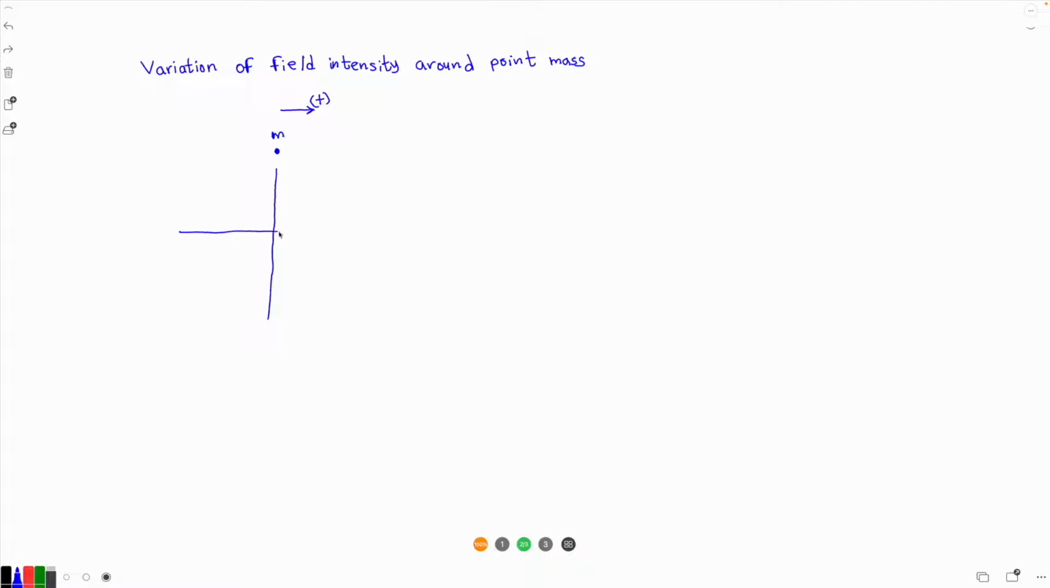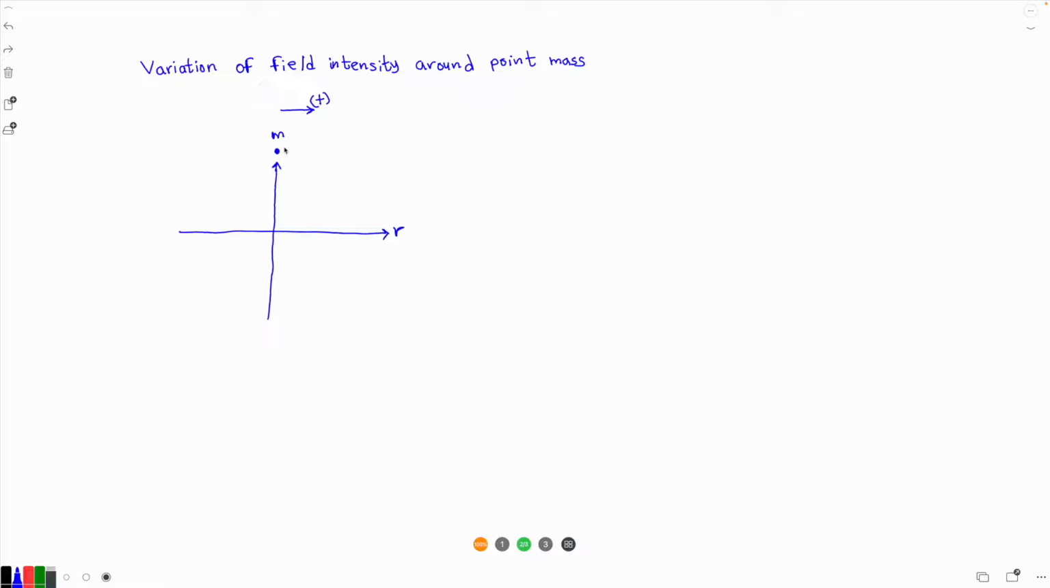This is just a sketch. So this axis is my R values. I'm considering this R as a displacement, not the distance. So the displacement in this direction is positive, and in the opposite direction it is negative.